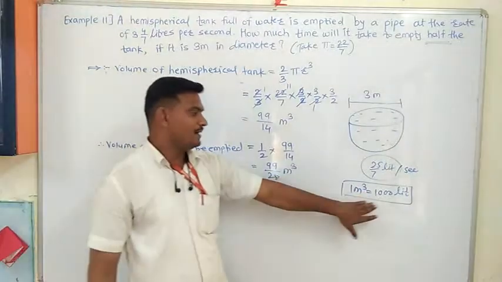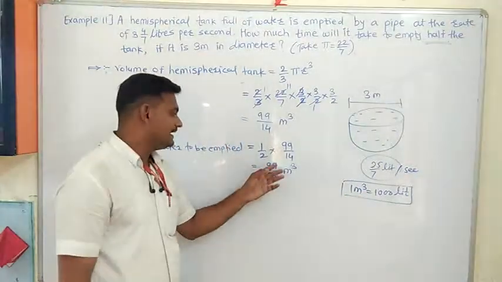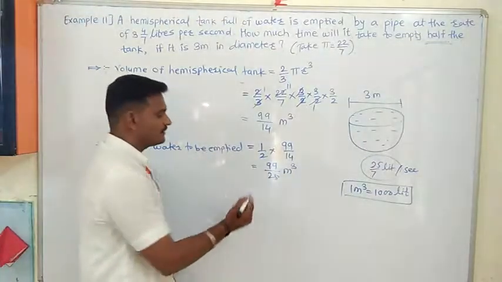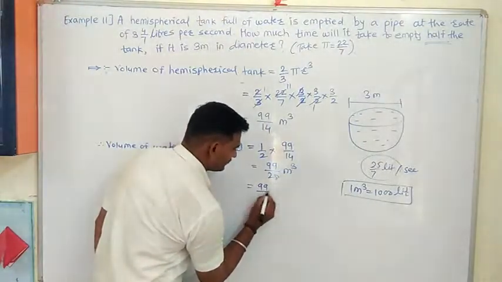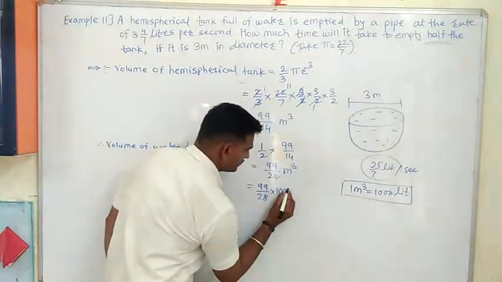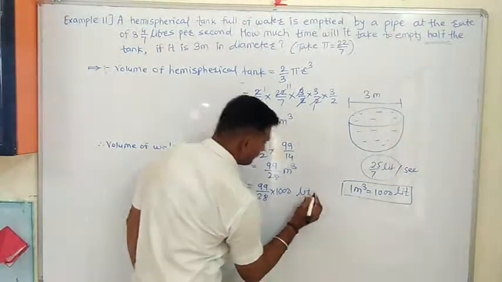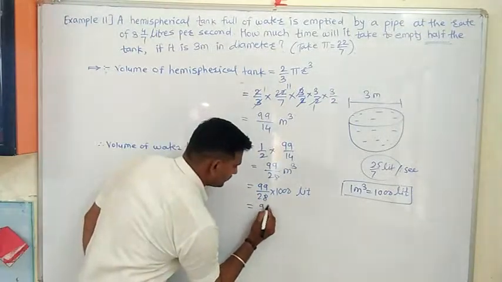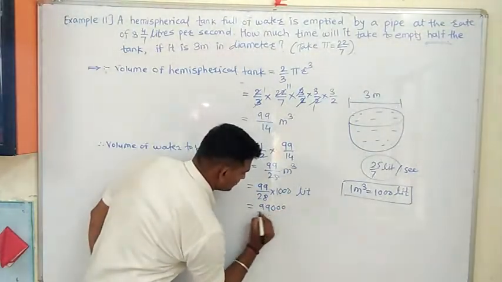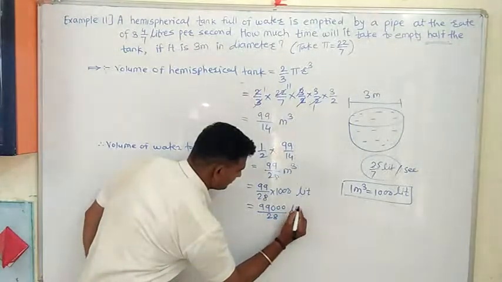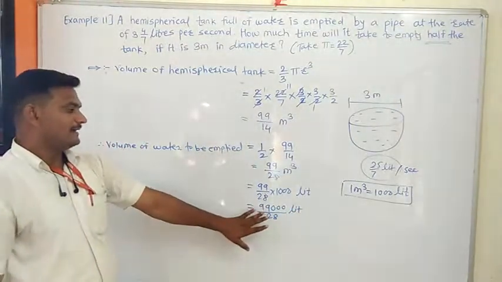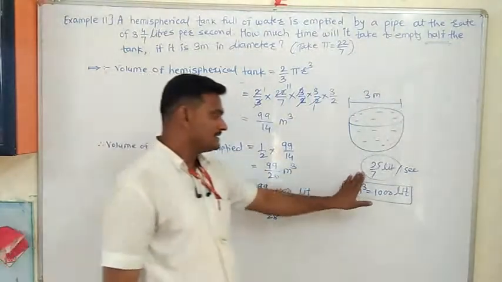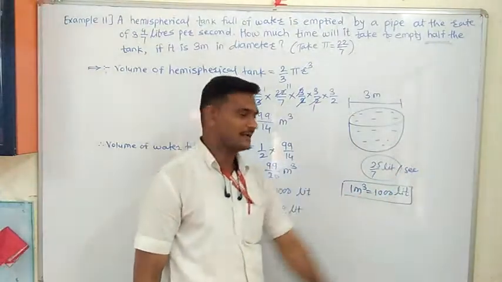According to this, if 1 meter cube is equal to 1000 liter, then 99 by 28 meter cube is equal to how much liter? We have to simply multiply it by 1000. 99 by 28 into 1000 liter. Now we got this in the term of a liter, which is equal to 99,000 divided by 28 liter, but the rate is 25 by 7 liter per second.